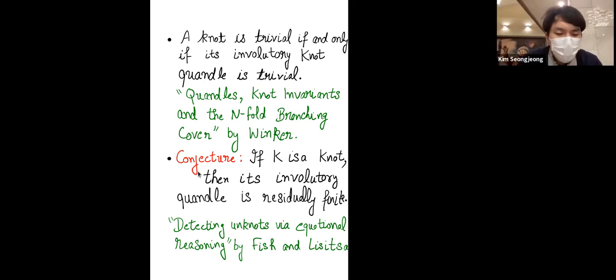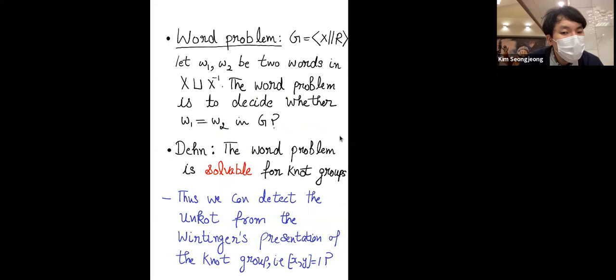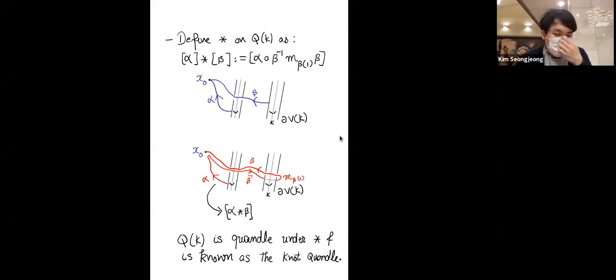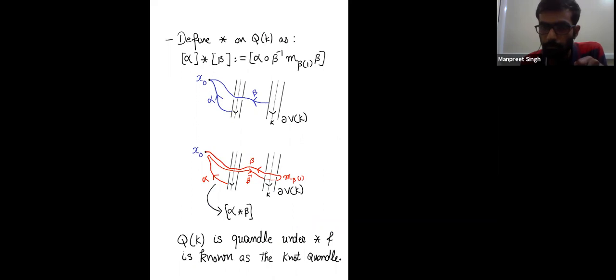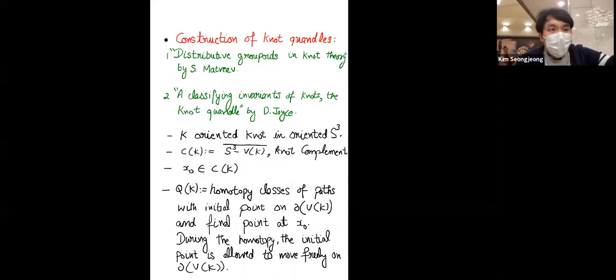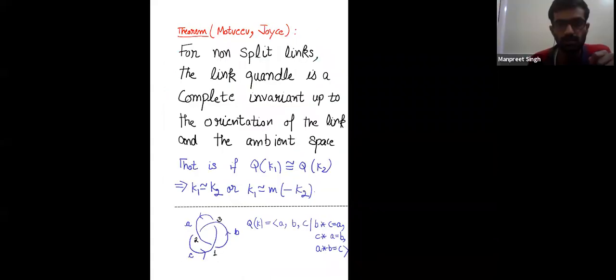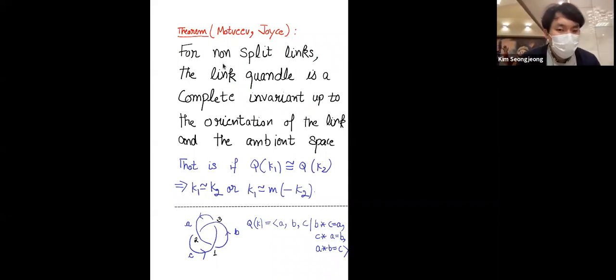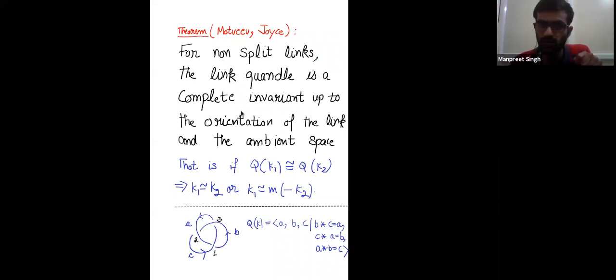Then may I ask you to move to the page about a link group and link quandle? Yes, right. Here. There was a kind of statement. Link quandle is isomorphic to the, excuse me. So here is the statement for link quandles for non-split links.